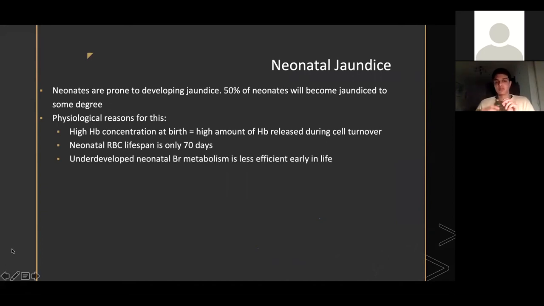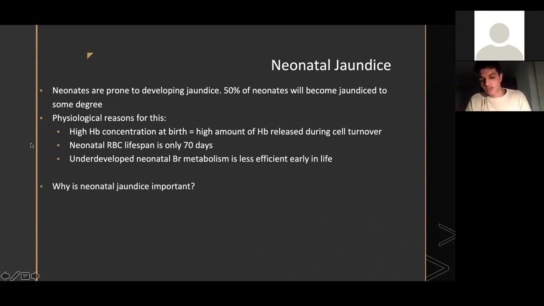And the third phenomenon is that you've got underdeveloped neonatal bilirubin metabolism. Early in life, your liver is a little bit naive and doesn't have the enzyme reserves you need to conjugate bilirubin and excrete bilirubin effectively. So there's three reasons to get jaundice. So you have a child who is now prone to getting jaundice. So let's see what else can happen.